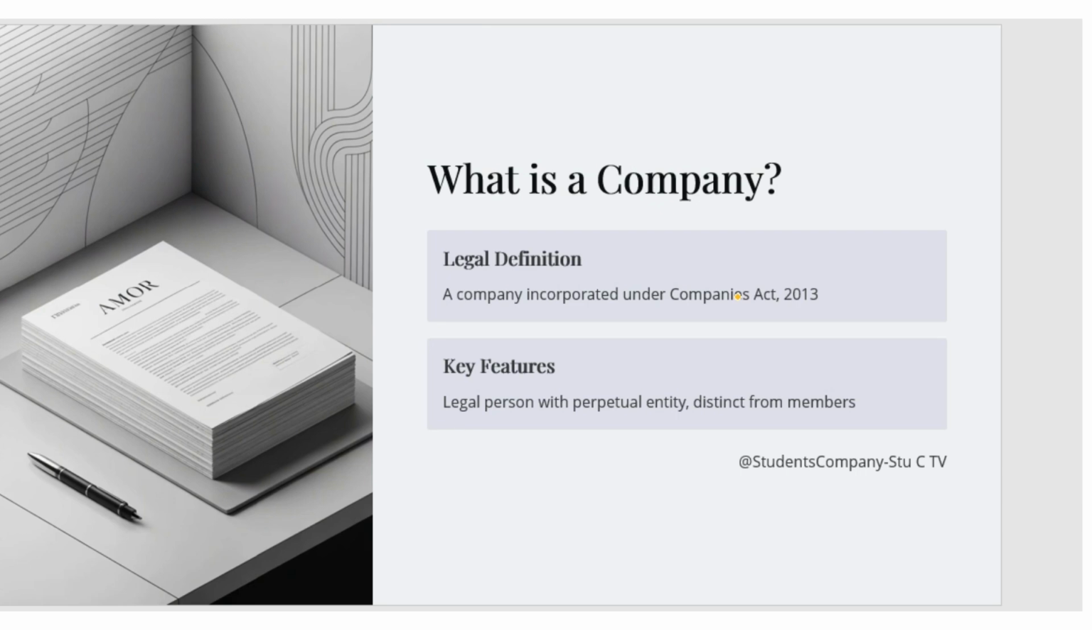A company is defined under the Companies Act. A company is incorporated under the Companies Act 2013, and it is a legal person, just like an individual, a legal person with perpetual existence distinct from its members. The members of the company may come and go, they may die, whatever may happen to the members, but this is a perpetual entity. It will live beyond all its members, and it is just like a separate individual, a separate legal person.